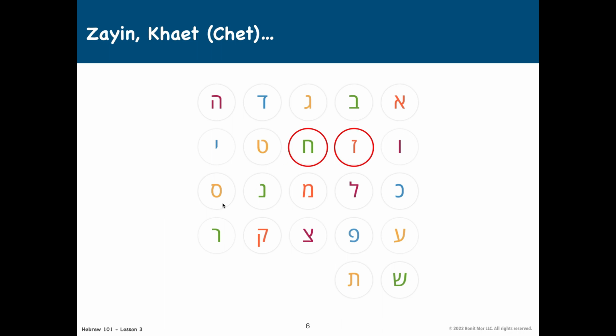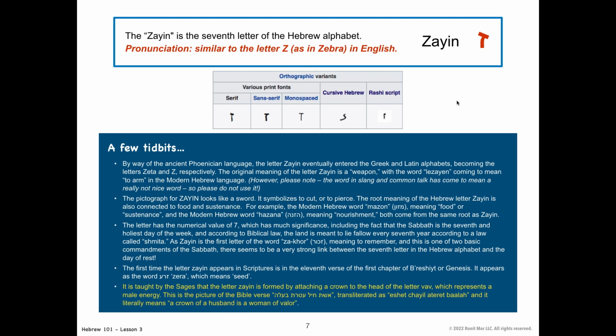Zayin and Khet. So the letter Zayin is the 7th letter of the Hebrew alphabet. The pronunciation is similar to the letter Z as in zebra in English. So you can see the serif format of the letter is what you will see usually in the Bible. The sans serif is more modern way of writing this letter, and then you can see how it's written in cursive Hebrew. Not exactly the same, but a little bit close.